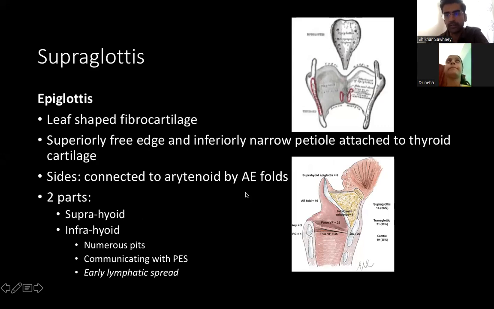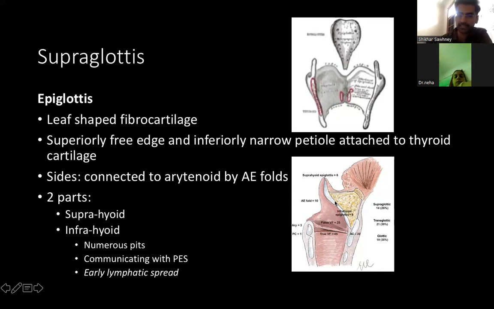Moving on to the most prominent part of the supraglottis, that is the epiglottic cartilage. It is a leaf-shaped fibrocartilage which has a superior free edge, and inferiorly it has a narrow petiole through which it is attached to the thyroid cartilage. On the sides, it is connected to the arytenoids by the aryepiglottic folds. Now, it has two parts. The superior part is the suprahyoid part, and the inferior part is the infrahyoid part. These are divided by the hyoepiglottic ligament, which is a ligament that runs anteroposteriorly from the hyoid bone towards the lingual surface of the epiglottis.